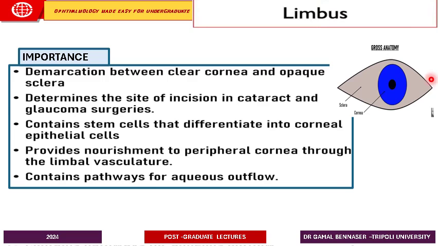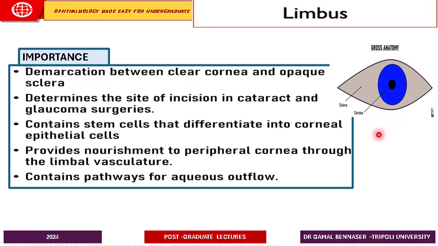Also, the limbus provides nourishment for the peripheral cornea through the limbal vasculature, so the blood vessels related to the cornea are mainly present around the limbal area. It also contains an important structure, the Schlemm's canal, which lies next to the scleral spur, and from the Schlemm's canal, the collecting channels will drain the aqueous to the aqueous veins and the episcleral veins. So the Schlemm's canal is very important, especially in glaucoma assessment.